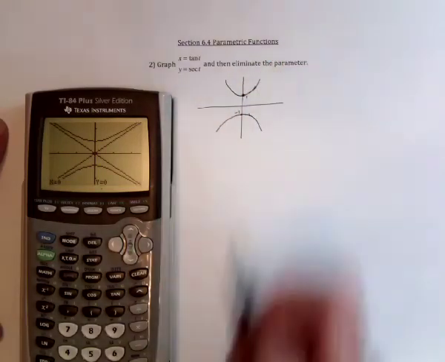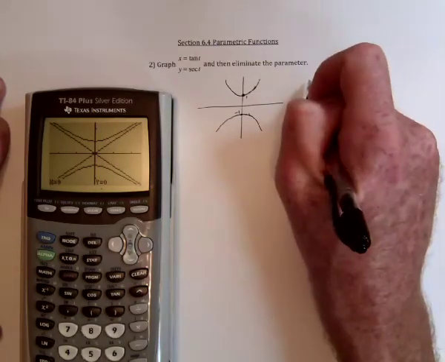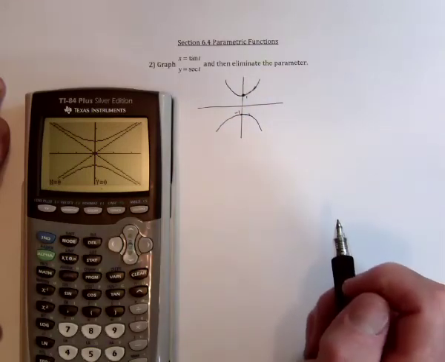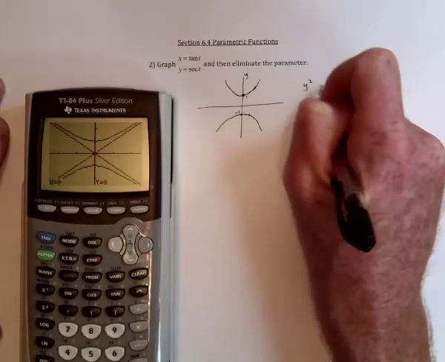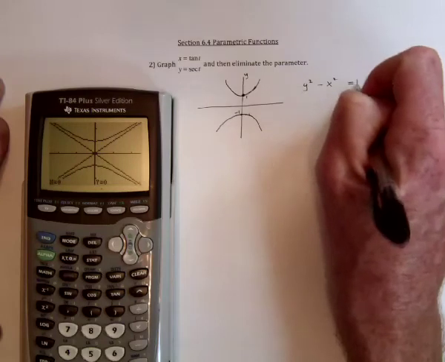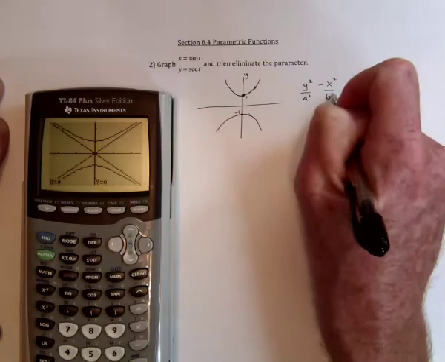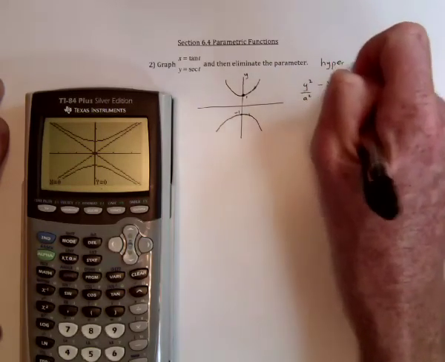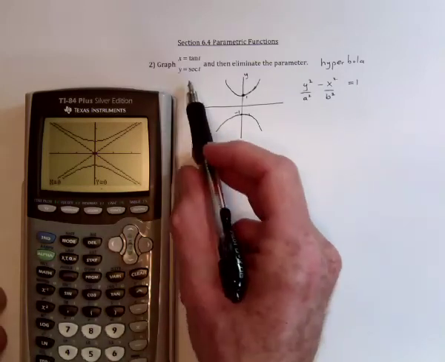Okay, then eliminate the parameter. Well, the equation for a hyperbola has x squared minus y squared or y squared minus x squared. With this being on the y-axis, it's going to be y squared minus x squared, and then it's equal to 1. And then each of these are over some number squared. And then that gives some hint as to what kind of algebra we should be doing over here.